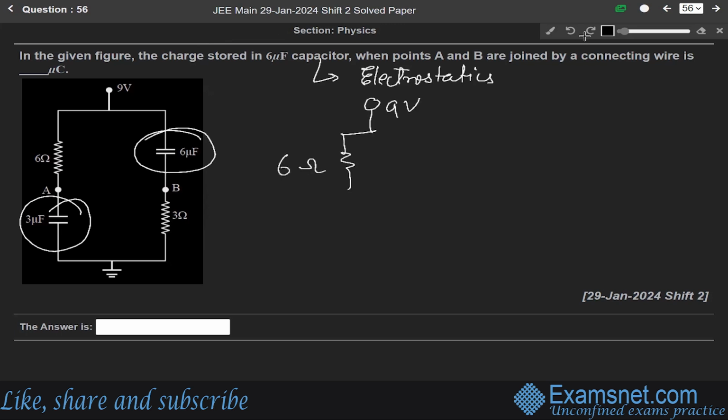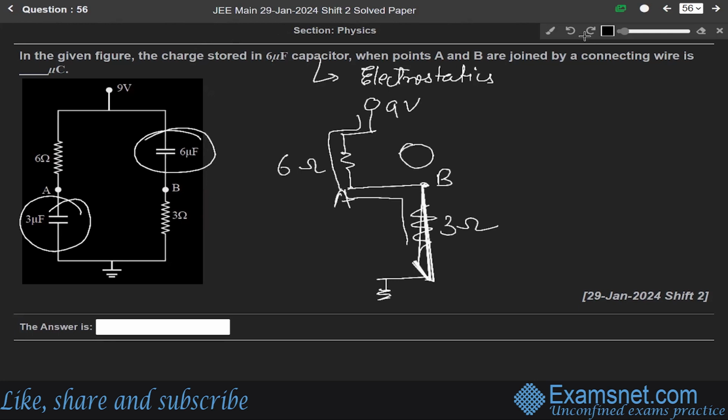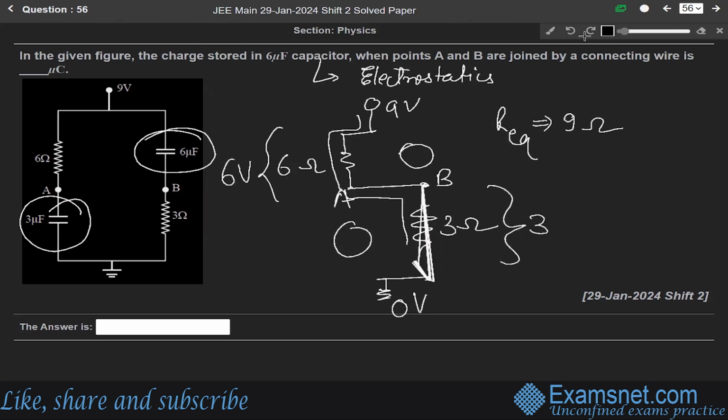This is the 6 ohm resistor and this is point A. Let us join this point A to point B, and this is the 3 ohm resistance. Okay, so the current will flow like this. No current will flow through these two capacitors. Okay, now this is 9 volt and this is 0 volt. Okay, so these two are in series, so total resistance will be equal to 9 ohm. Now since voltage is always divided in the ratio of the resistances, here will be 6 volt and here will be 3 volt.